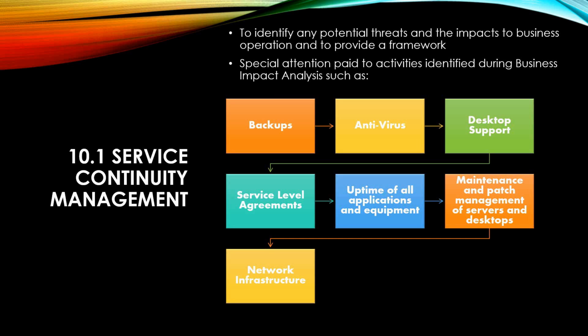The sub-item in Item 10 is 10.1 Service Continuity Management. This sub-item is to identify any potential threats and the impact to business operation and to provide a framework. These are the special attention that needs to be paid to activities identified during business impact analysis, such as backups, antivirus, desktop support, service level agreements, uptime of all applications and equipment, maintenance and patch management of servers and desktops, and lastly, network infrastructure.